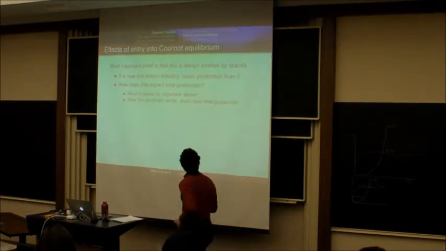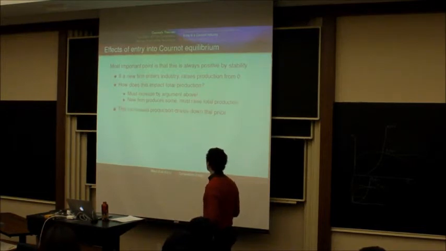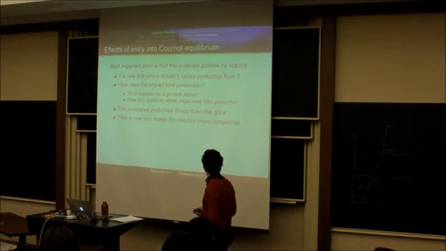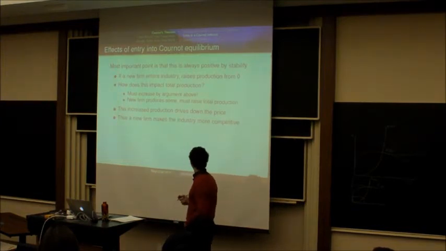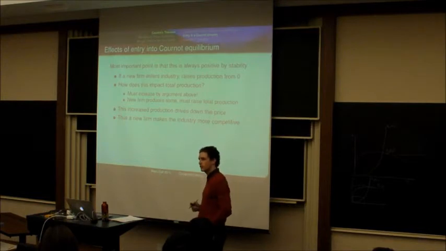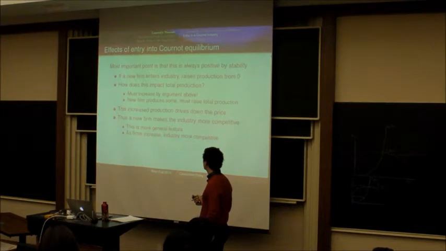Okay. So, this increased production will drive down prices because demand slopes downward, right? And thus the new firm is going to make the industry more competitive, right? And this is a more general feature. As firms increase, the industry becomes more competitive and we get towards perfect competition.